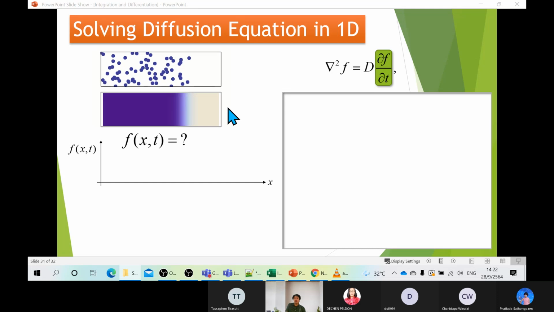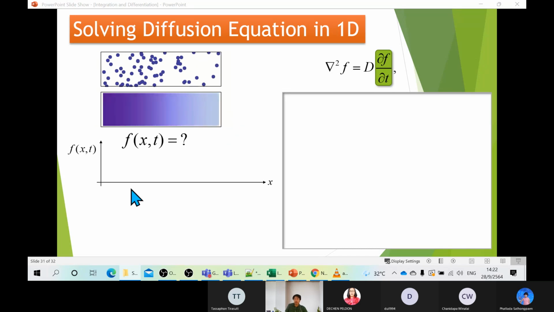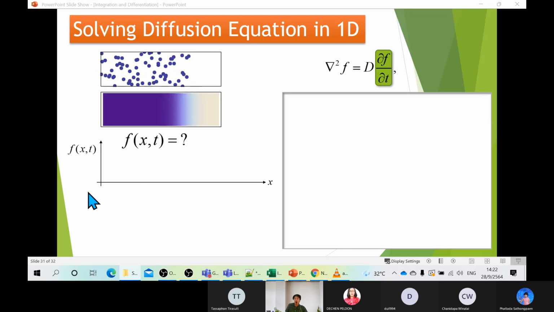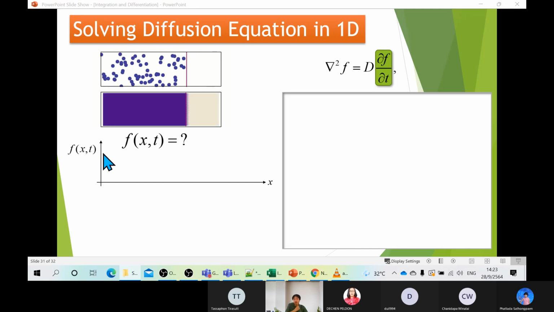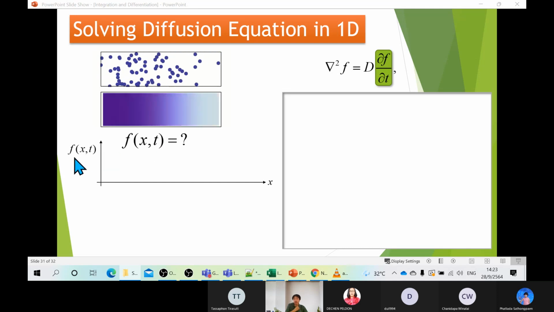Okay, but how do we do this calculation using computer programs and numerical methods? So I begin by drawing my graph. This is my x-axis, and that is my vertical axis, which is the F. F is the concentration of the gas molecule. Now, because we have two variables, x and t, my solution is a function of x and t also.